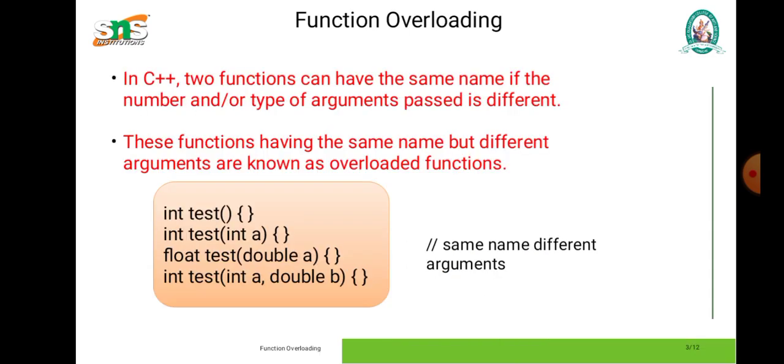Function overloading means functions having the same name but different arguments, and that is called overloaded functions. So in C++, two functions can have the same name if they differ in the number or type of arguments. See this example: int test(int a), float test(double a), int test(int a, double b). Here they have the same name but different arguments.